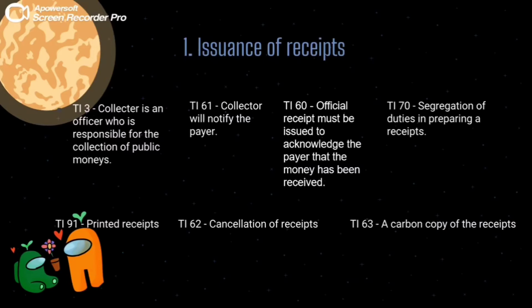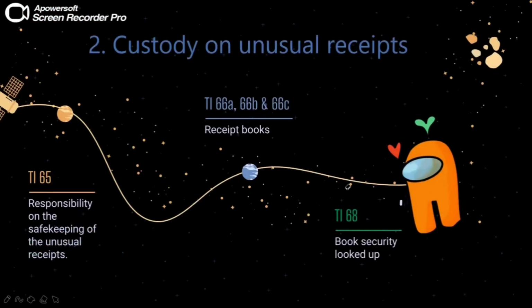And last but not least, when a receipt of acknowledgement is issued from counterfoil books, a carbon copy must be prepared and signed by the responsible officer. That's TI-63. Next is custody of unused receipts.